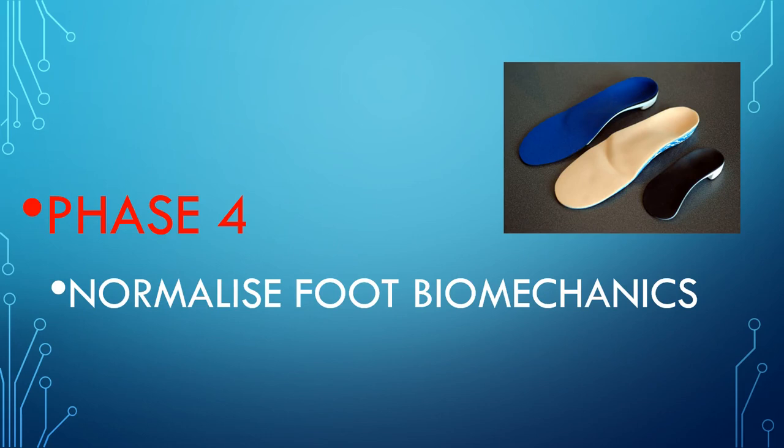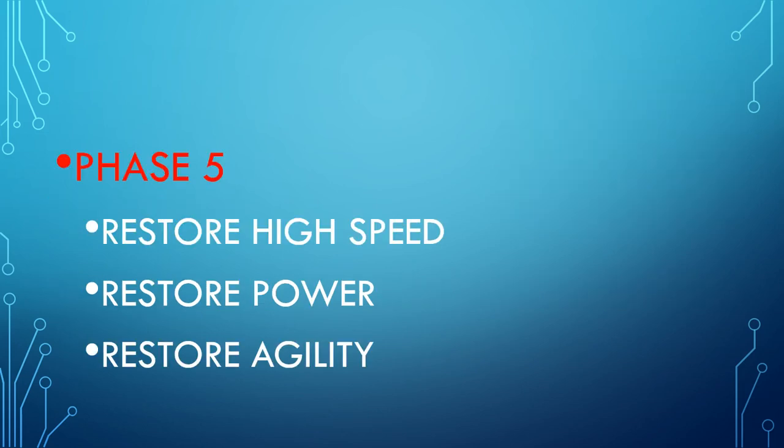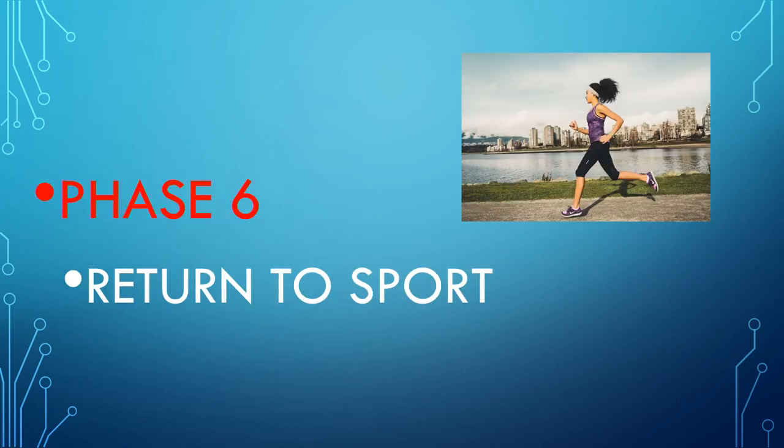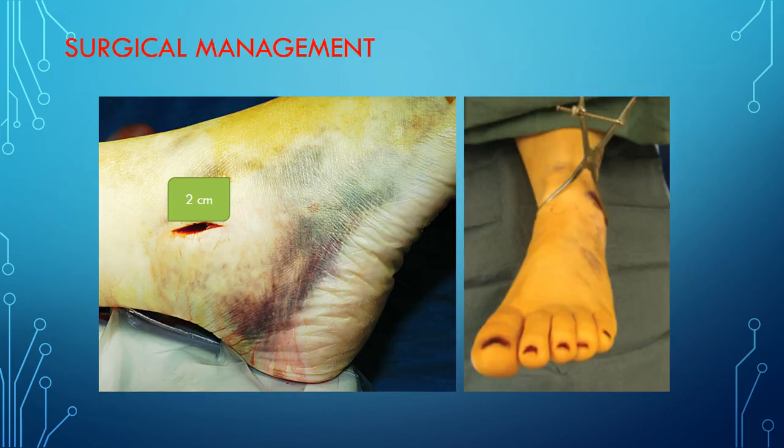In phase 4, efforts are made to normalize the biomechanics of the lower extremity, foot, ankle, and leg. In phase 5, efforts are made to restore speed, power, and agility to the athlete, and for those who are part-time athletes. And then, of course, phase 6, there is a return of the patient to their normal activity level. More severe syndesmotic injuries require surgical management.